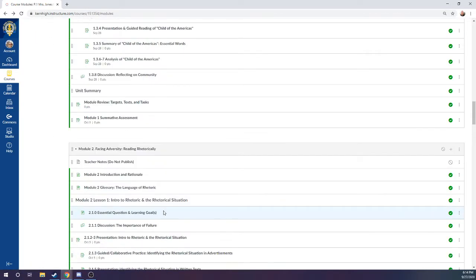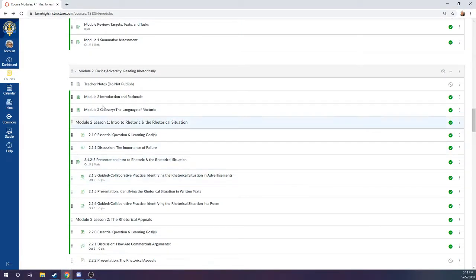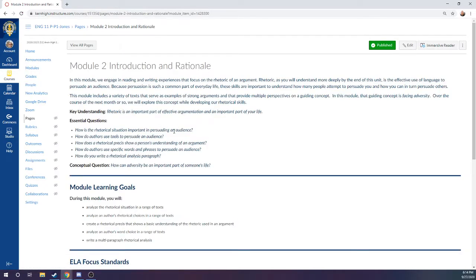Alright, so now that we're done with Module 1, you'll see a few pages have already opened for Module 2. If you go to the first page of Module 2, you will see our essential questions. How is the rhetorical situation important in persuading an audience? How do authors use tools to persuade an audience? How does a rhetorical précis show a person's understanding of an argument? How do authors use specific words and phrases to persuade an audience? And how do you write a rhetorical analysis paragraph?